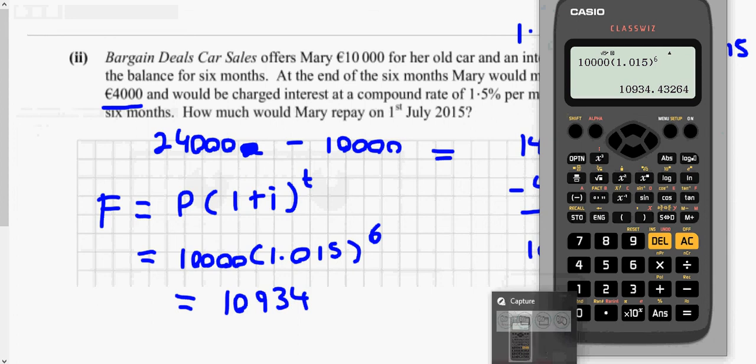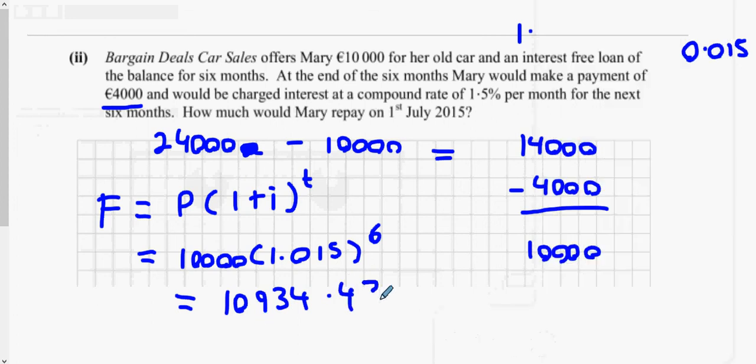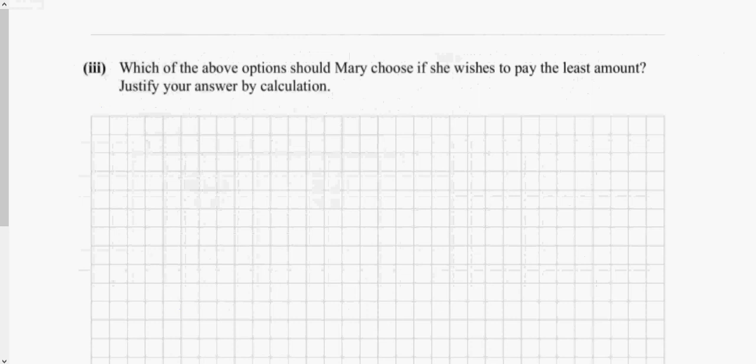0.43. 43, yeah, 43. Right, done. Is that the last part? Was there part C? Oh. Which of the above options should Mary choose if she wishes to pay the least amount?